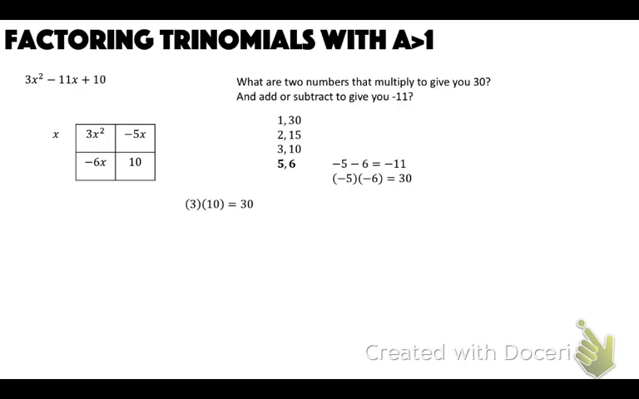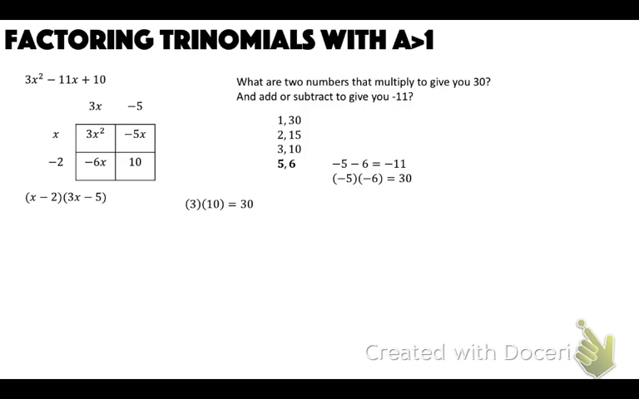So between 3x squared and negative 5x, the only thing I can pull out is an x. Between negative 6x and 10, I can pull out a negative 2. Between 3x squared and negative 6x, I can pull out a 3x. And between negative 5x and 10, I can pull out a negative 5. So then that's x minus 2 and 3x minus 5.